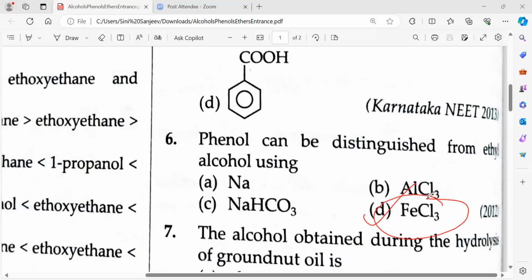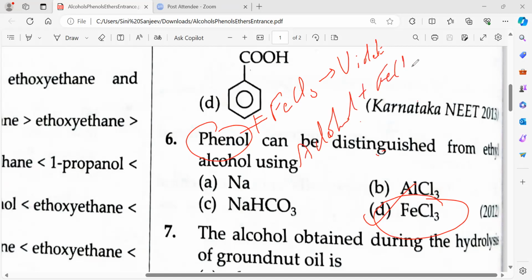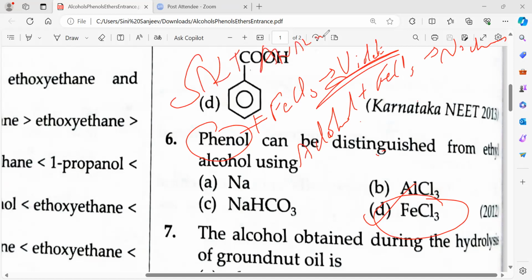Alcohols do not react with FeCl3. Phenols plus FeCl3 will be what? The violet color. Alcohol plus FeCl3 is what? No change. Nothing. No change in color. So phenols can be distinguished from ethyl alcohol by using FeCl3. Violet color we'll get. This is again from our salt analysis of class 10 lab. So in the chemistry lab exam, we have to be very much concentrating. Okay. Very good.